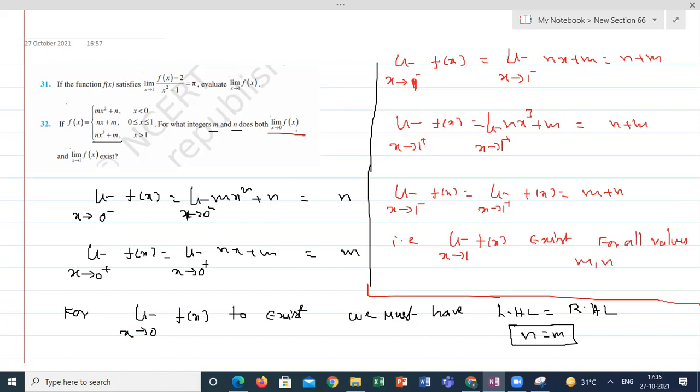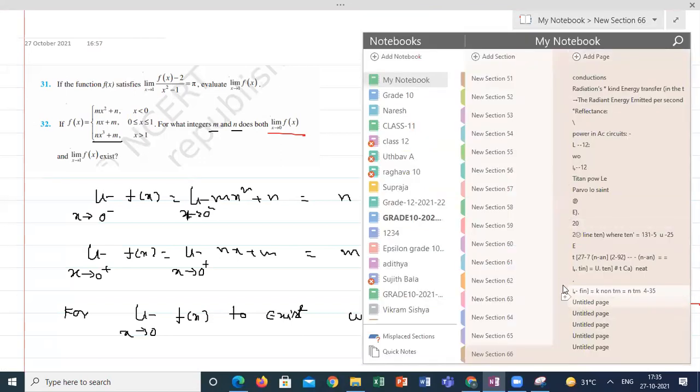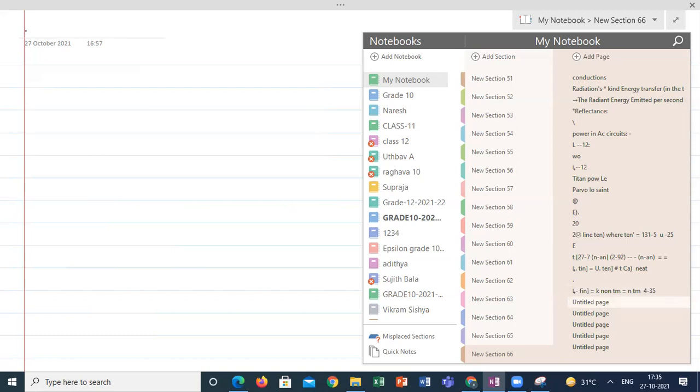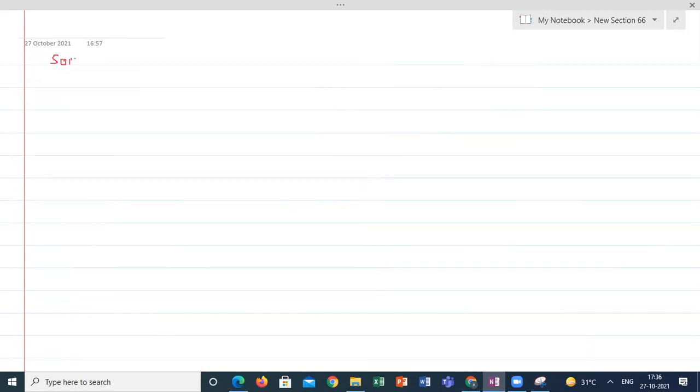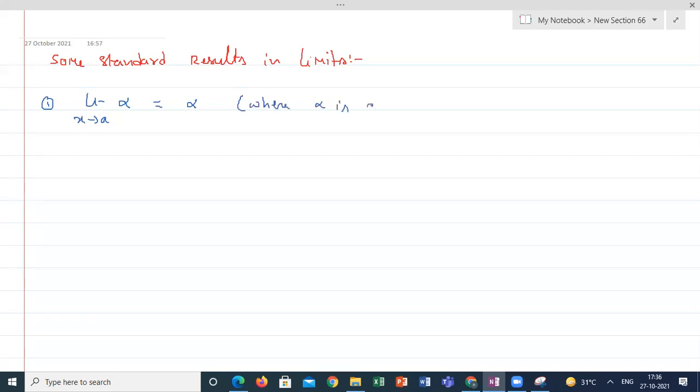Understood, sir. Yeah. So after all these deductions, we can make some standard limits, which will be useful to solve certain questions easily. Some standard results in limits. Limit x tends to a, alpha is alpha, where alpha is a fixed real number.